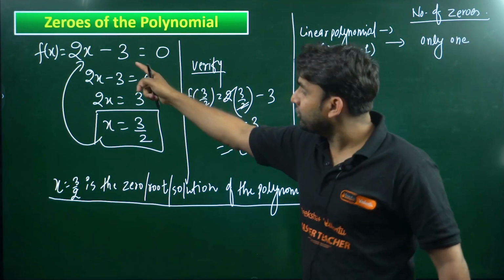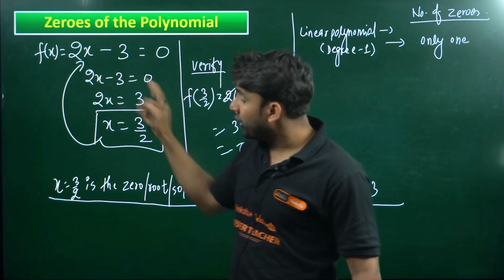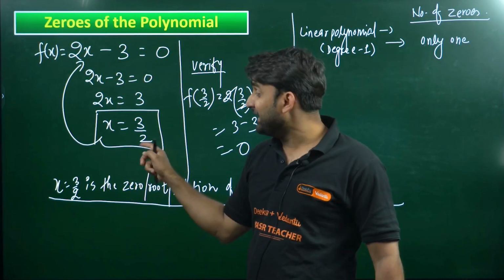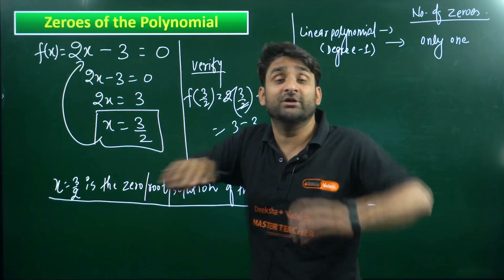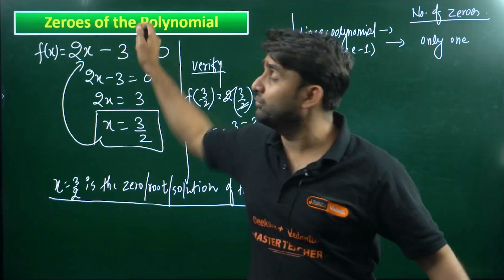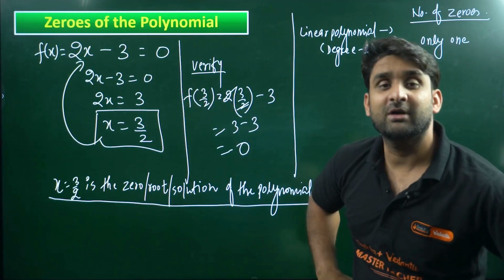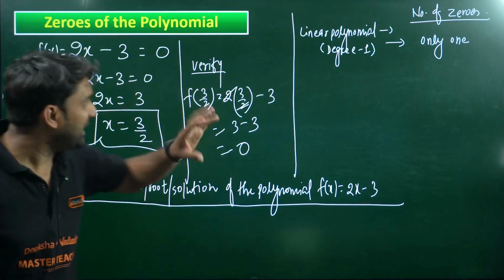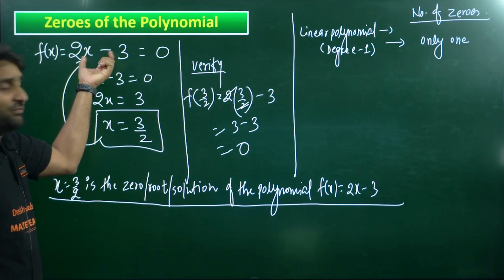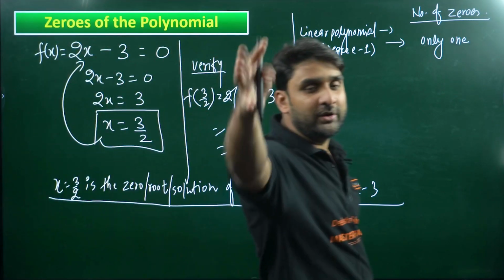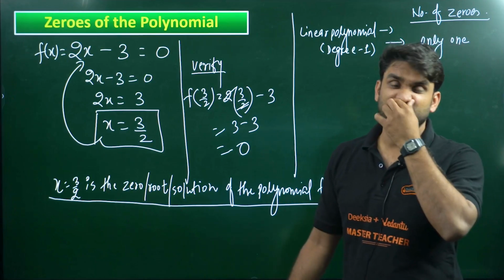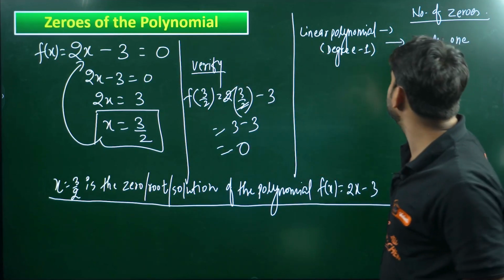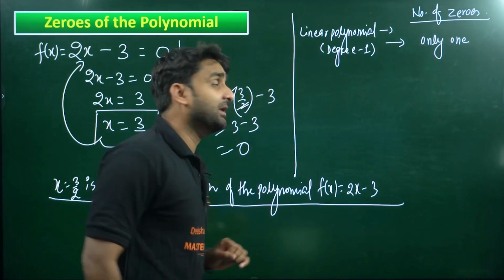To make this whole equation 0, you can only put 3 by 2. Other than 3 by 2, there will be no number which will give you the result 0. You can check it in maths, you can verify. Only 3 by 2 is the value which can make this whole equation 0. There is no other value apart from 3 by 2. So if degree is 1, how many zeros will be there? Only 1 zero will be there.